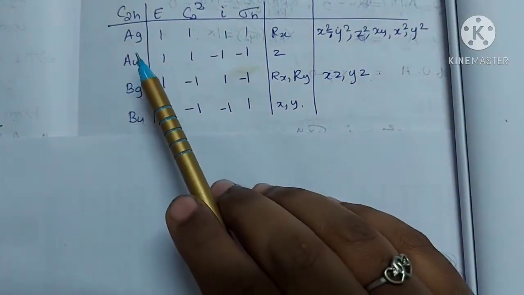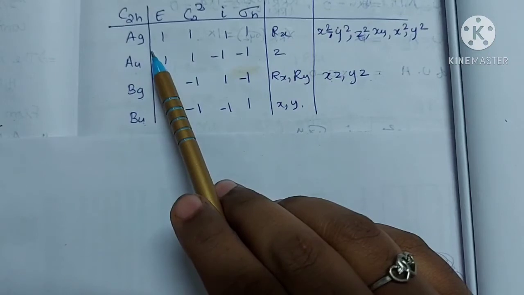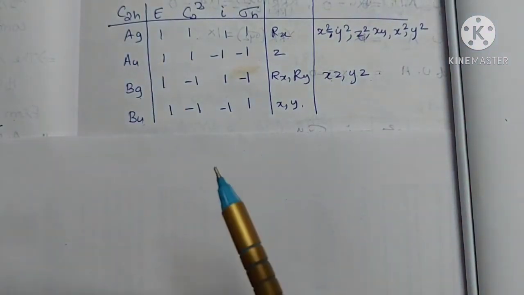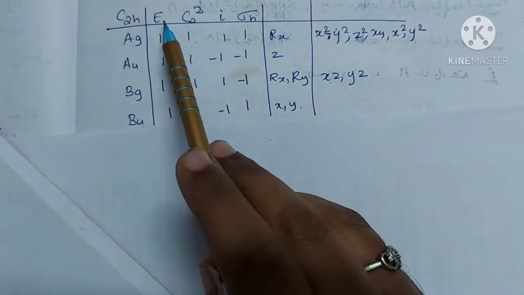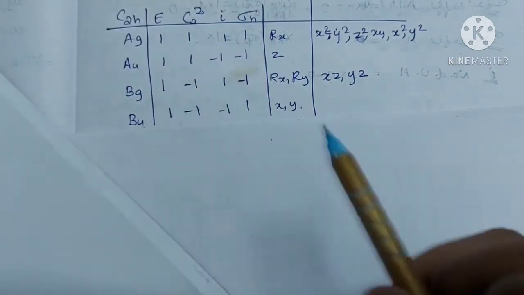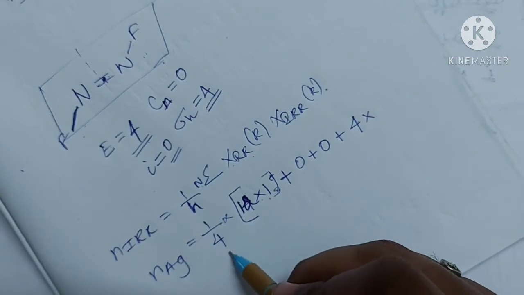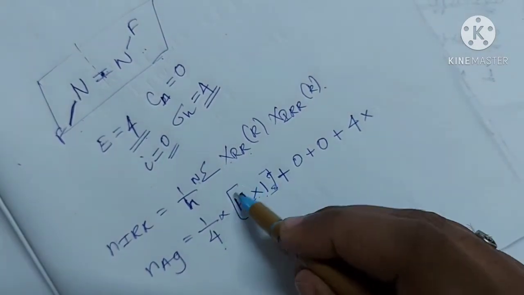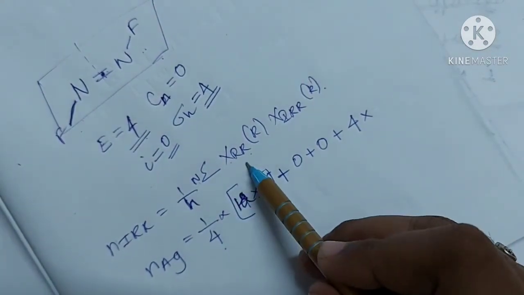So here we are going to first calculate the number of Ag, that is the number of irreducible representation Ag. Here the order is 4 because there are 4 operations: 1, 2, 3, 4. So the order is 4. So 1 by 4, the order 4, into the summation of the character of the reducible representation.